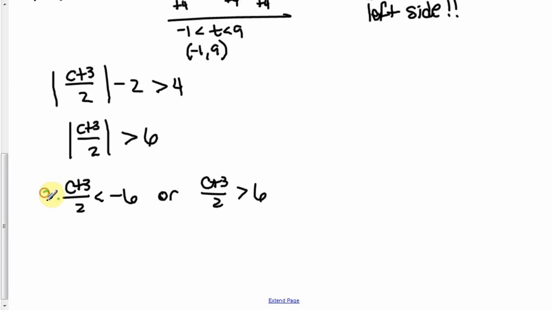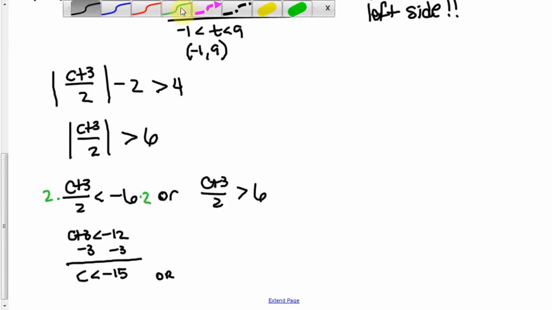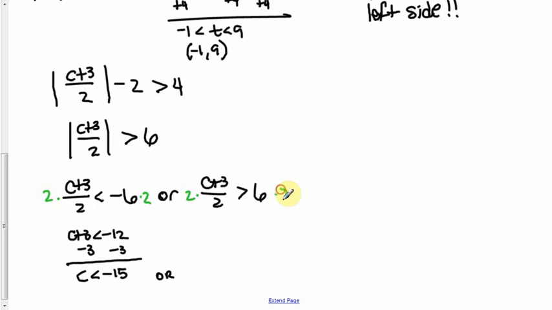I'm going to multiply both sides by 2 to get c plus 3 is less than negative 12. Subtract 3. C is less than negative 15. Or, multiply by 2 again. C plus 3 is greater than 12. Subtract 3 from both sides. So C is greater than 9.